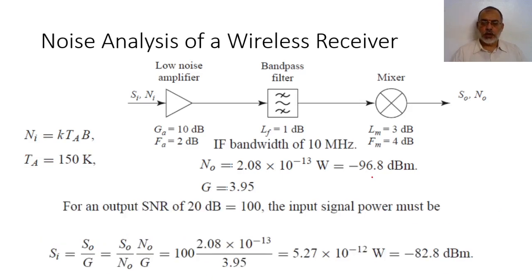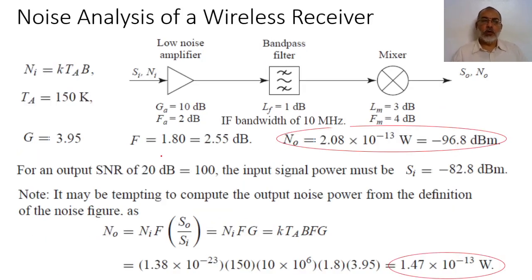I said that the required output signal is 100 times of this value. So the required output signal is 2.08 multiplied by 10 to the power minus 11, assuming that I have multiplied by 10 watt. So I have this output signal, I have the input signal, I have the input noise. So let us calculate the output noise.